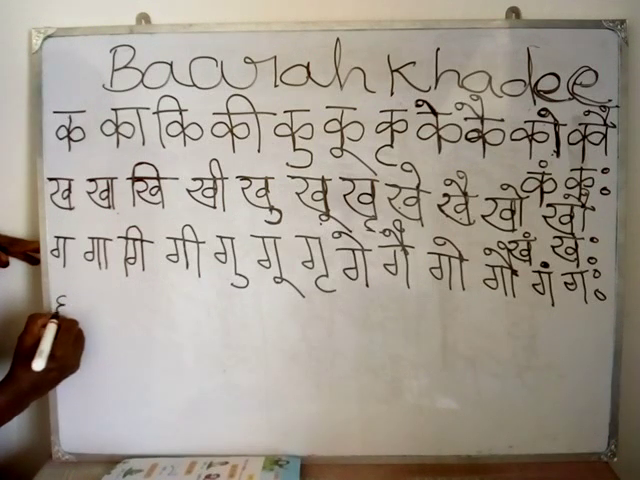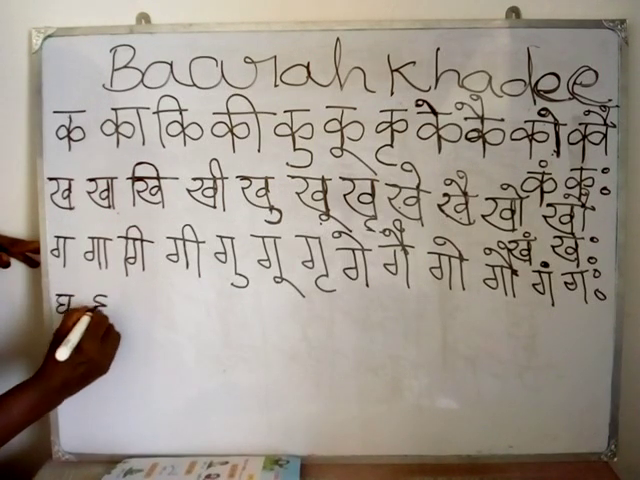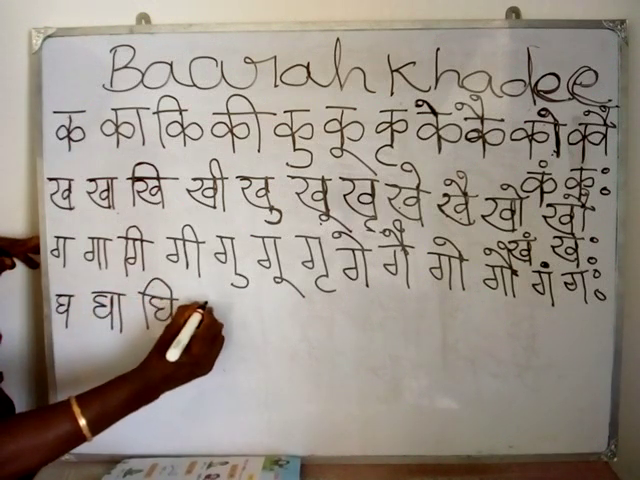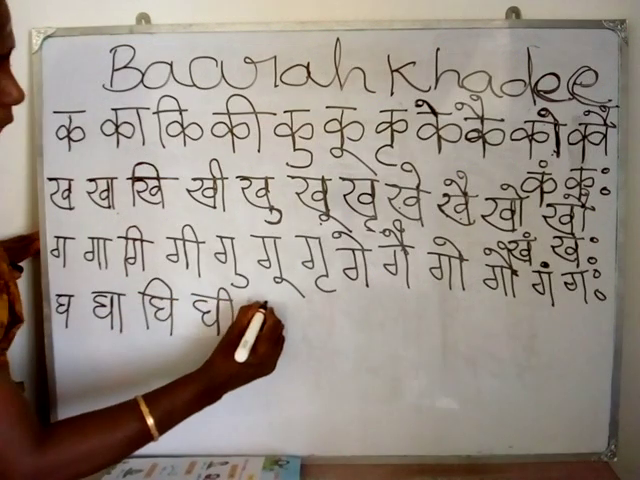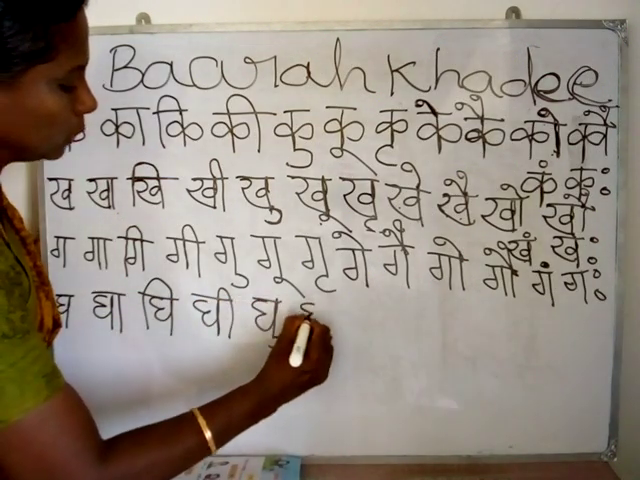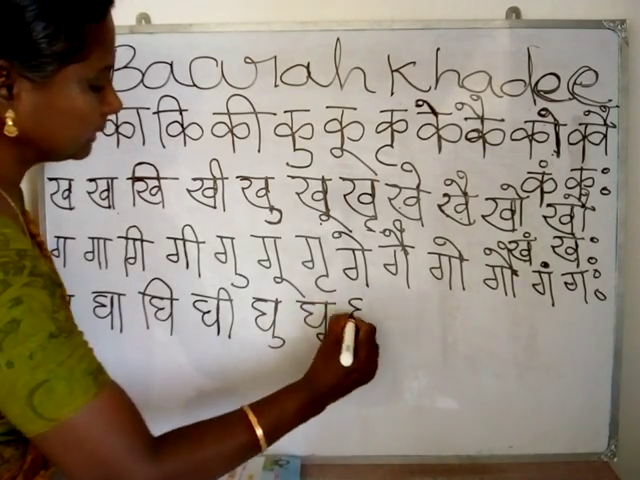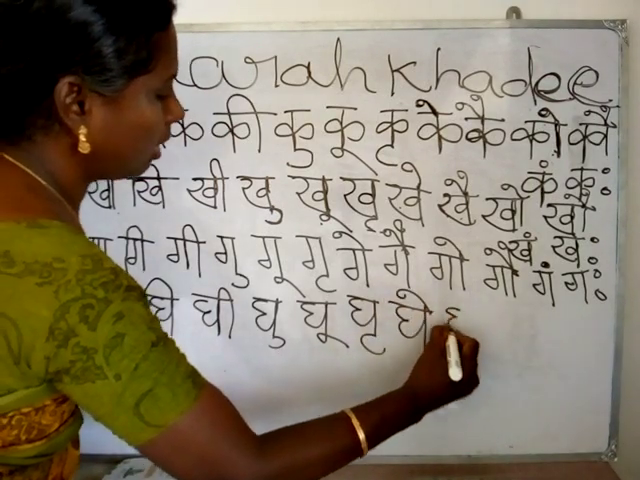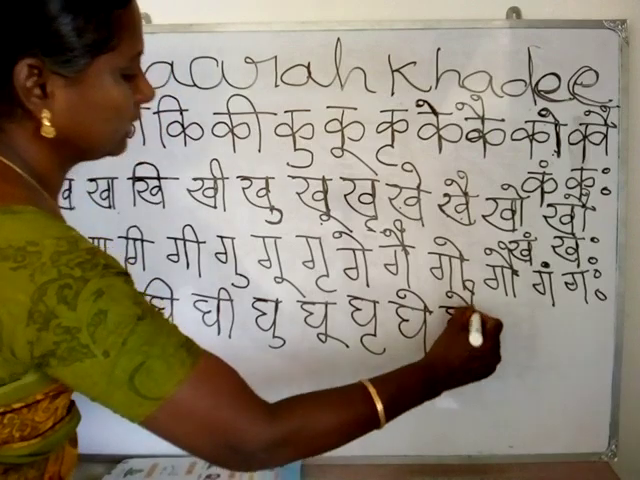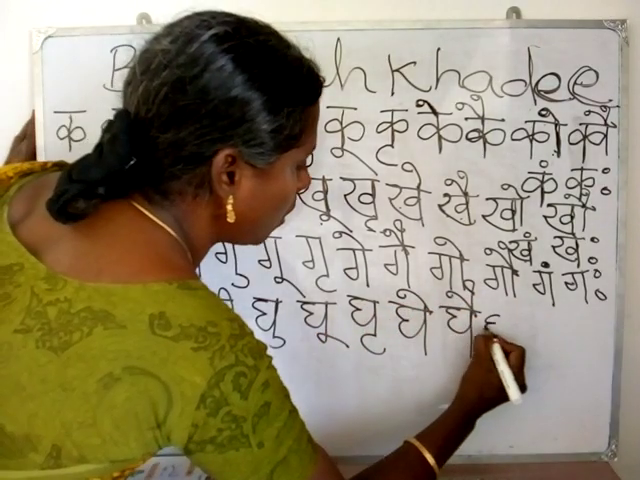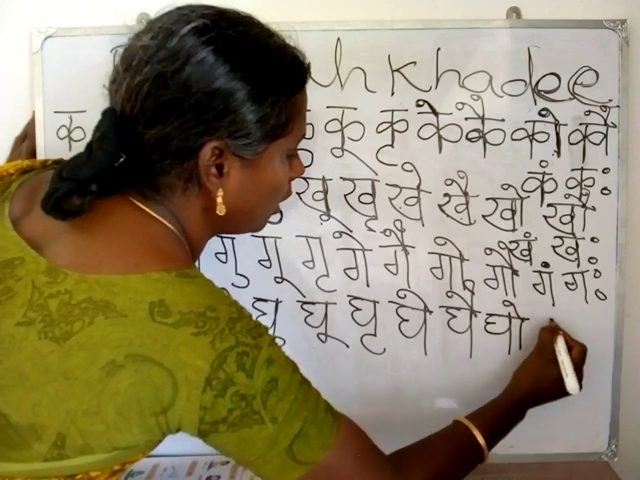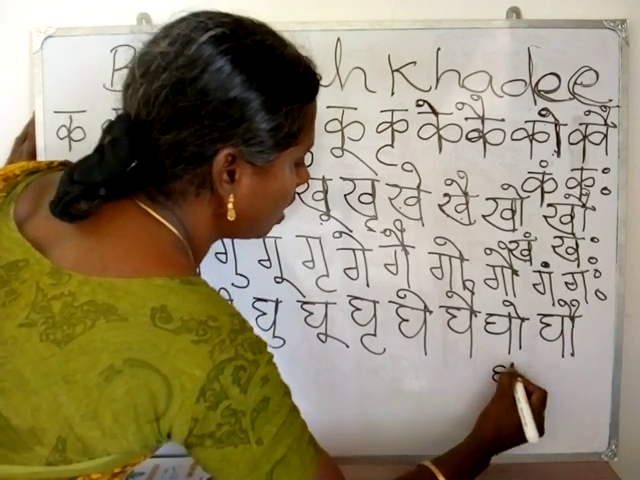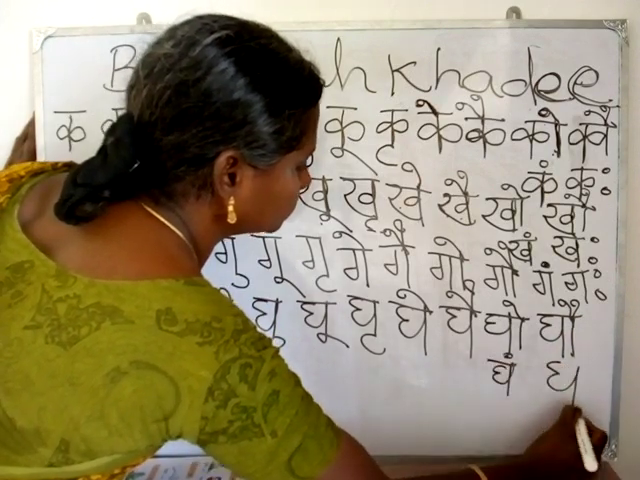Next, fourth ga. Say ga. Ga, gi, gu, gr. Ga, one curve, ge. Ga, two curves, gai. Ga, one line and one curve, go. Ga, one line and two curves, gau. Ga, gam, gaha.